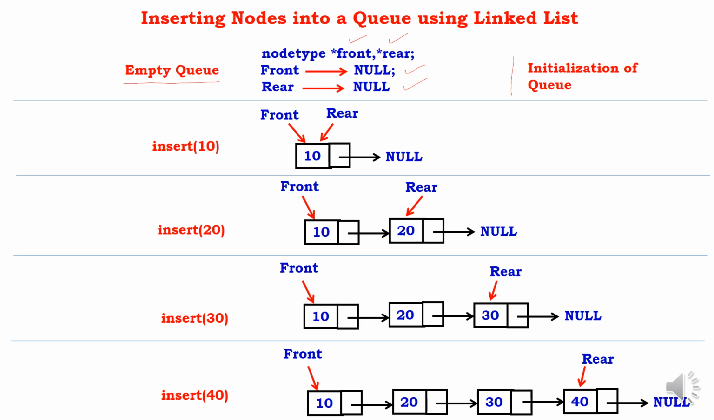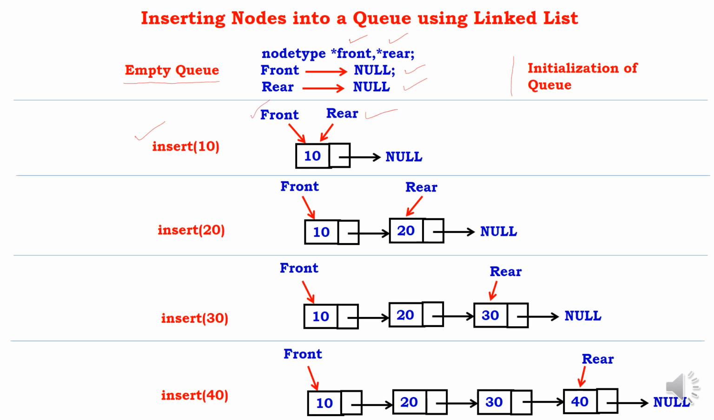Then you want to insert a node, insert node 10. So create a node with information 10. We are inserting the first node into the linked list. So the linked list may contain only one node, that is the first node and that is the last node. So the same node is pointed to by both front and rear.